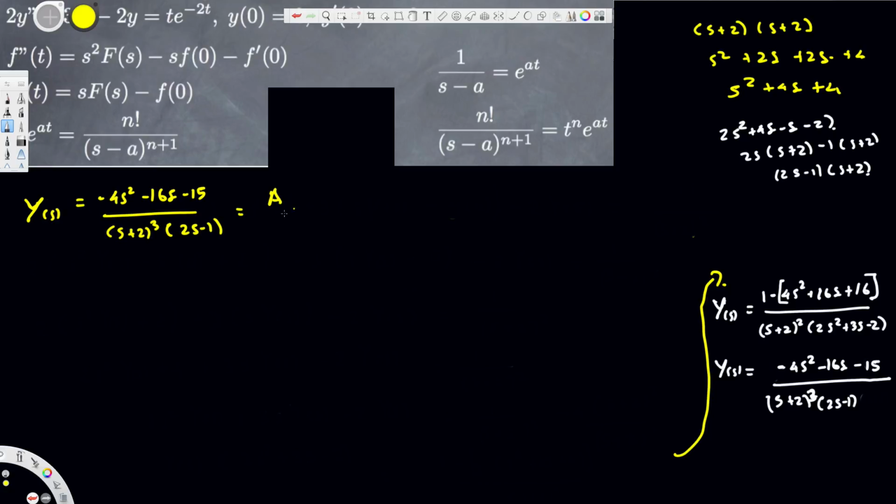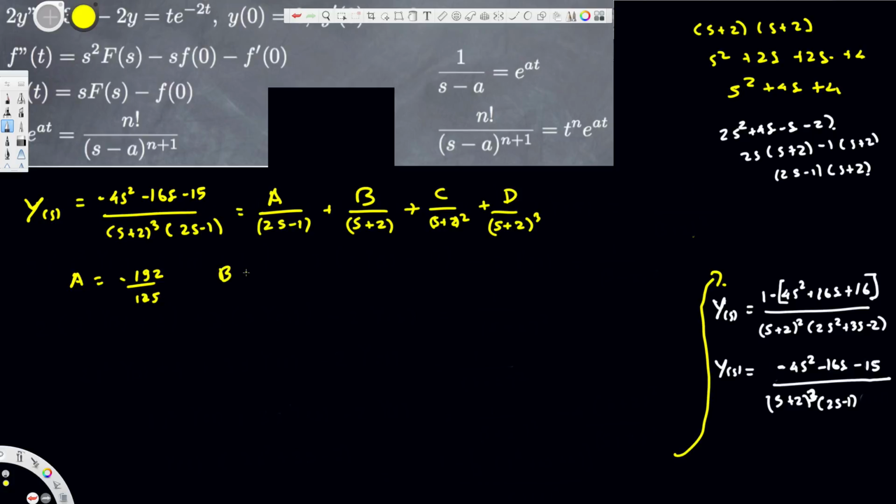Here we are going to have A over 2s minus 1, plus B over s plus 2. Then we are going to have C over (s plus 2) squared, and then D over (s plus 2) cubed. So this is our partial fraction decomposition. Now you can solve for A, B, C, D, and if you solve this, you will get A equal to negative 192 over 125, B equal to 96 over 125, C equal to negative 10 over 125, and D equal to negative 25 over 125.